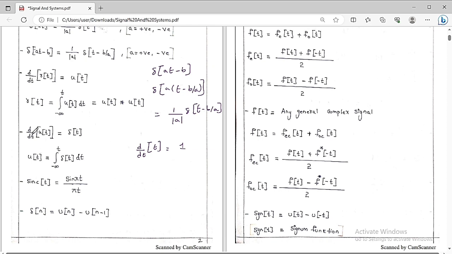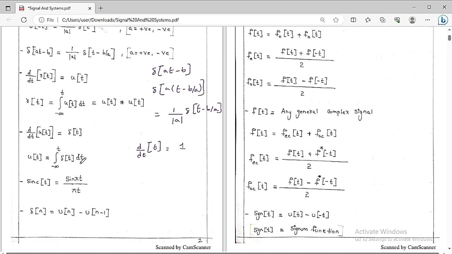Then the next point is the derivative of the step signal. The derivative of the step signal is nothing but an impulse signal. So d by dt of u of t is nothing but delta of t. Then if the impulse signal is the derivative of the step signal, then the step signal is the integration of the impulse signal. So u of t is equal to integration from minus infinity to t of delta of t dt. So you can write like this.